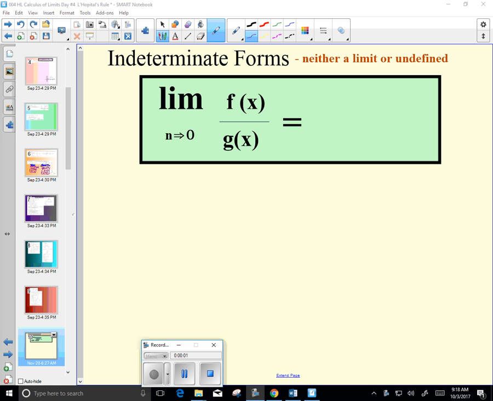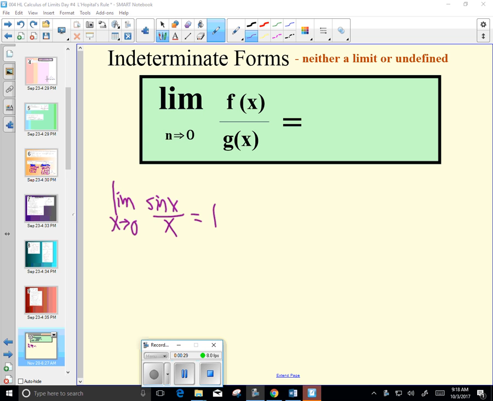Today I want to hit the main ideas and some of the details behind L'Hopital's rule, which is how to handle limits that you can't get right away. For example, if I took the limit as x approaches 0 of sine x over x, what did we say that was? We said it was 1.